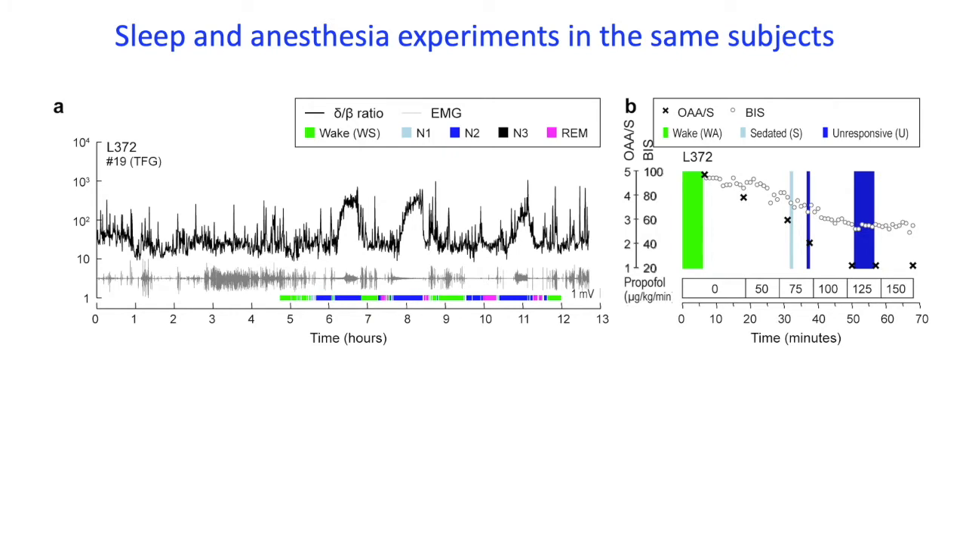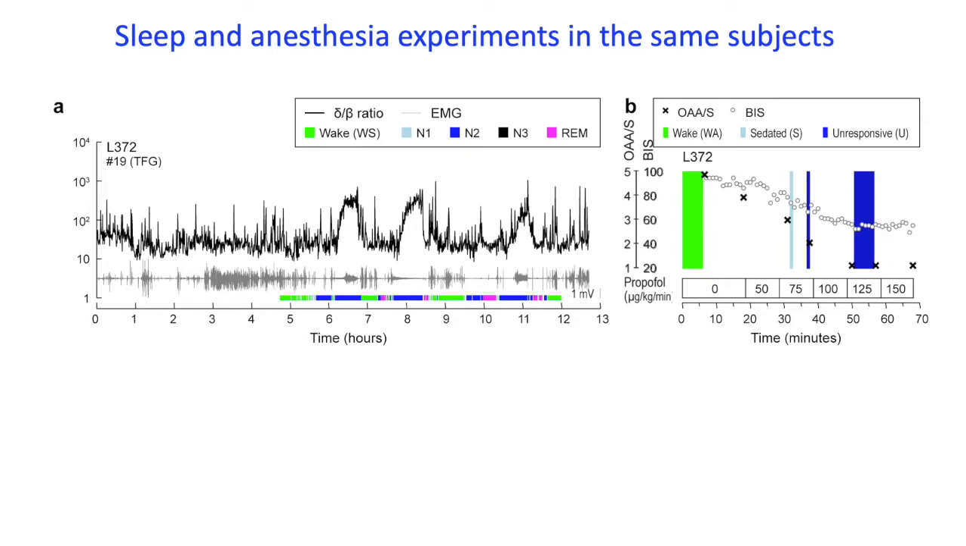Using standard sleep scoring methods, we labeled each 30-second segment of sleep data according to its associated sleep stage, wake, N1, N2, N3, and REM, color-coded here below the EMG signal. Because only 3 of the 5 subjects showed appreciable periods of N3, we'll focus our analysis mostly on N1, N2, and REM.